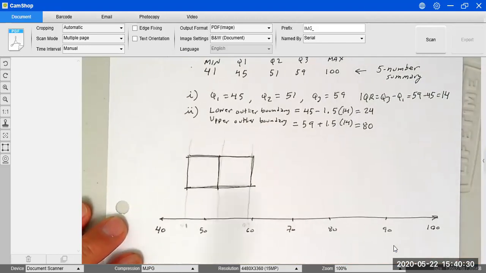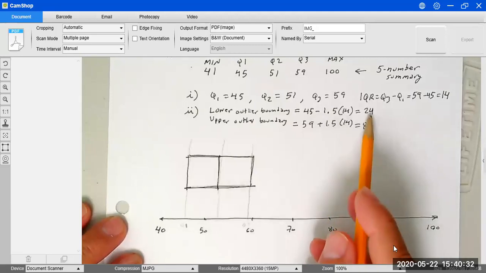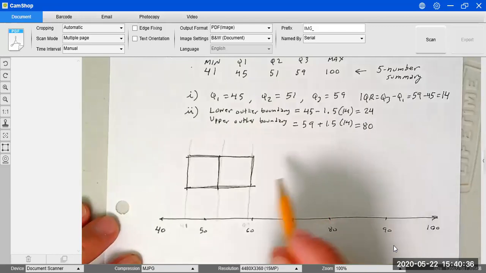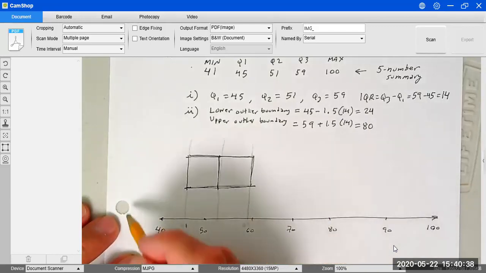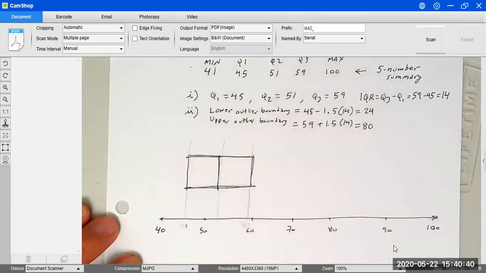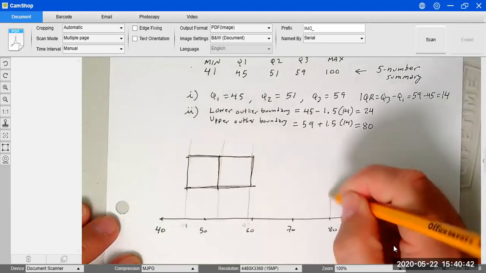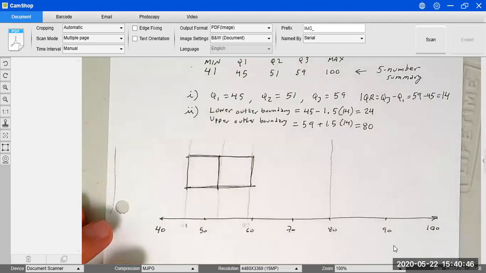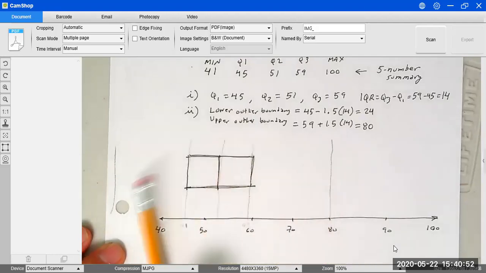So we're going to draw another vertical line at 24. So it's out of the figure, and 80. Okay, so 24 is around here. But we need to look for the values, the closest values to these two boundaries, but that are inside of this interval. So what are those values?